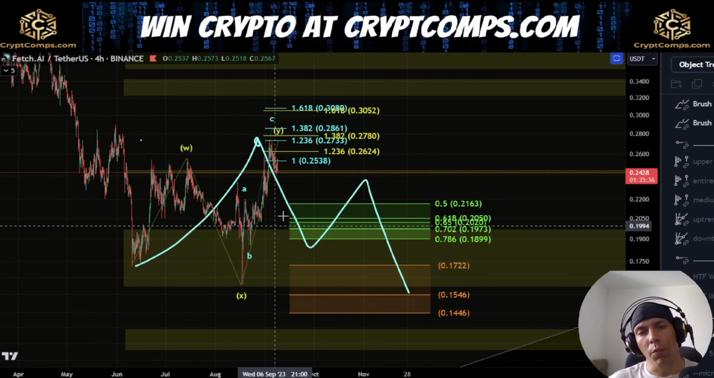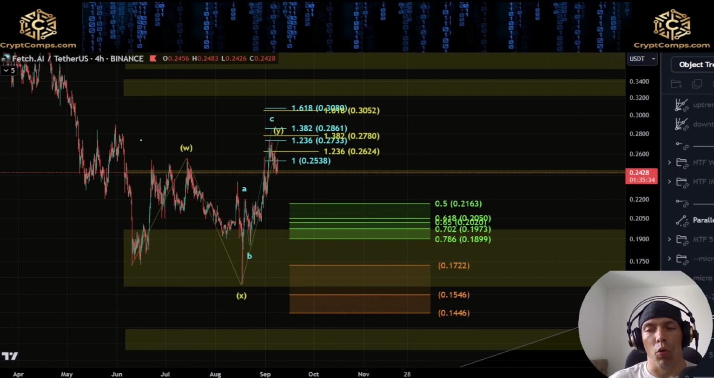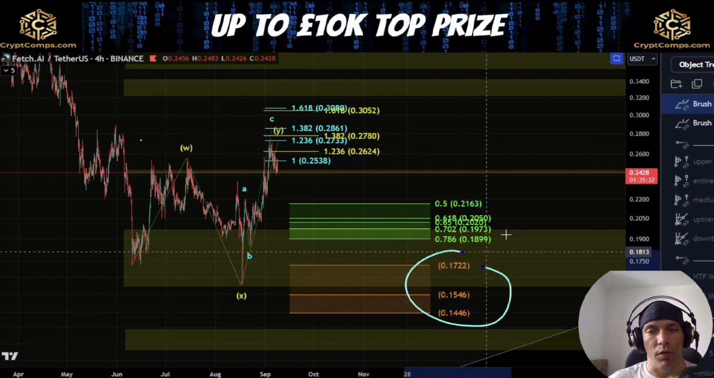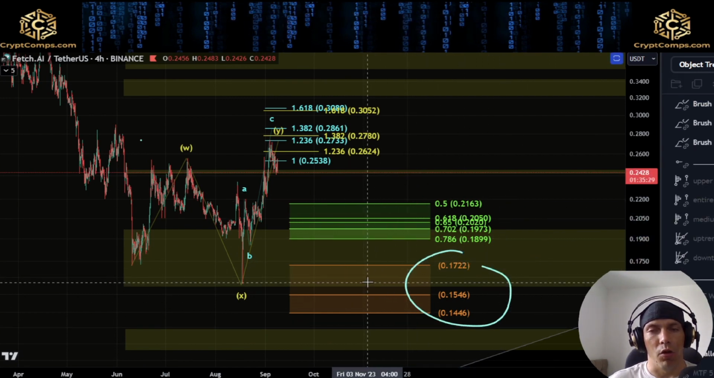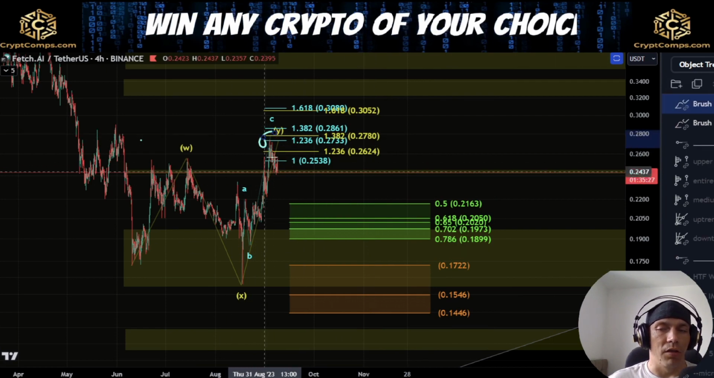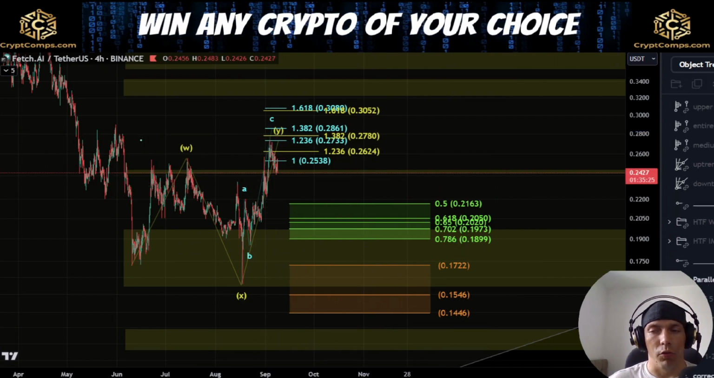We need to always be aware that these moves can start to get more complex, and there are going to be some support zones lower down here that I'm going to be watching if we are looking at this as a completed move here and we're looking for that push to the downside.